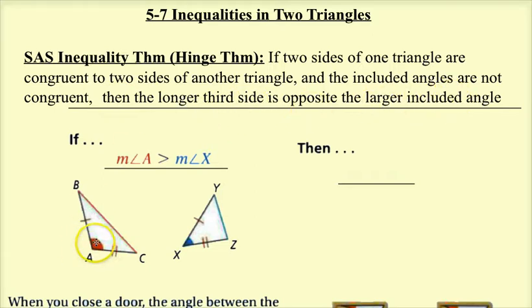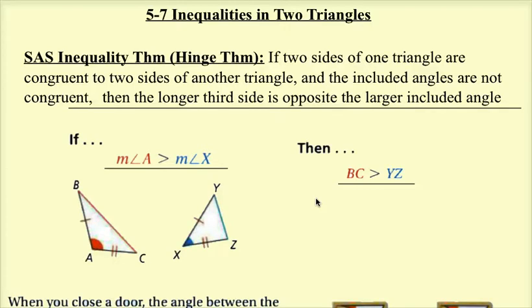So if that's true, then the longer third side is opposite the larger included angle. So since A is a larger included angle than X is, then BC has to be a longer side than YZ. So that's what we're going to conclude. Then BC is greater than YZ. Now this is called the side-angle-side inequality theorem, or the hinge theorem.